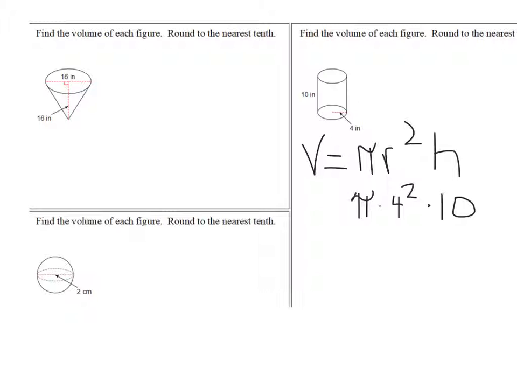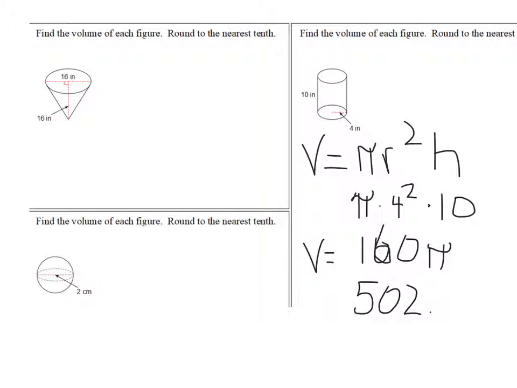So now I'm ready for my calculator work. I need to know what pi times 16 times 10 is. Now if we were going to express the volume accurately, I'd say it's 160 pi. But our directions ask us to round to the nearest tenth, so I'm going to look at that. That makes it 502.65. The 5 tells me to round up to a 7.